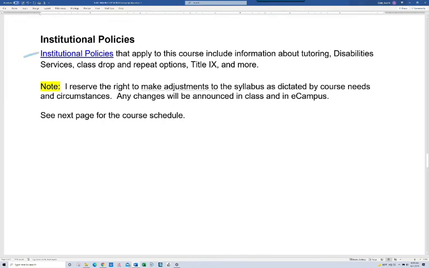There are institutional policies that you should be aware of if you have not looked at those before. It covers things like tutoring, disabilities, dropping classes, and so on. So it's really important that you know what's in there. And then finally, there's been a lot that's happened the last couple of years. I always reserve the right to make adjustments to the syllabus depending on circumstances. And if there are any changes, I will note those in eCampus or make an announcement.